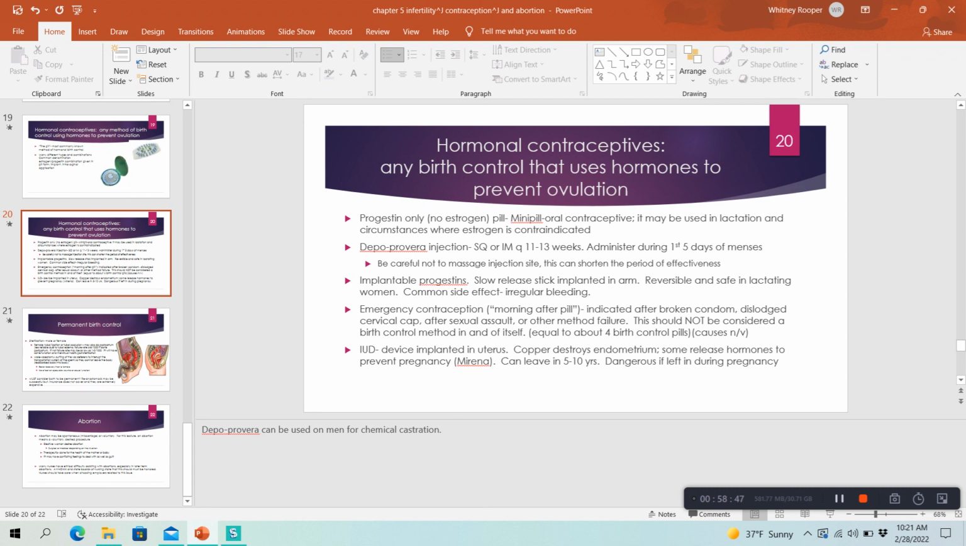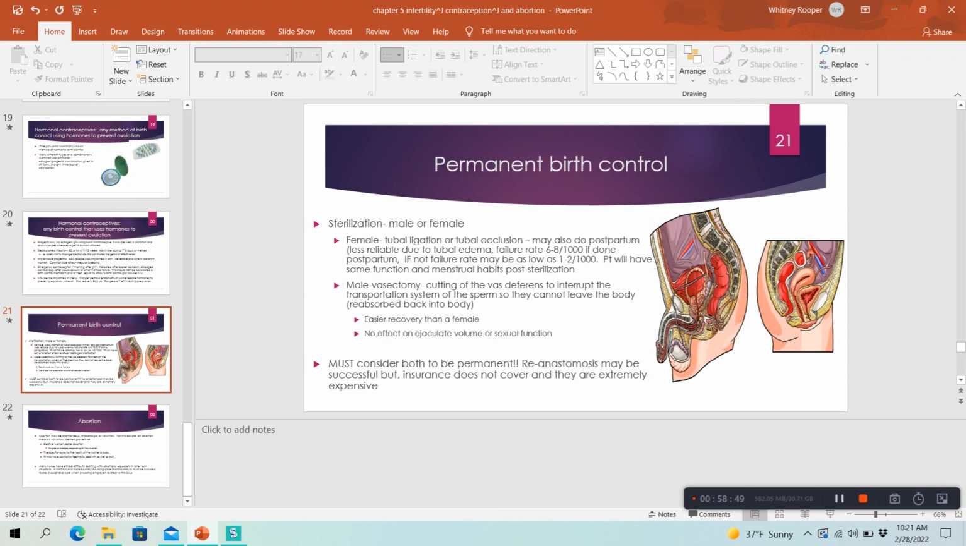Permanent birth control now is sterilization, either male or female. I see that I changed my design on the slide. I see some of it's been cut off a little bit. Sorry about that. So sterilization is designed to be permanent. So we need to teach our patients this is permanent.